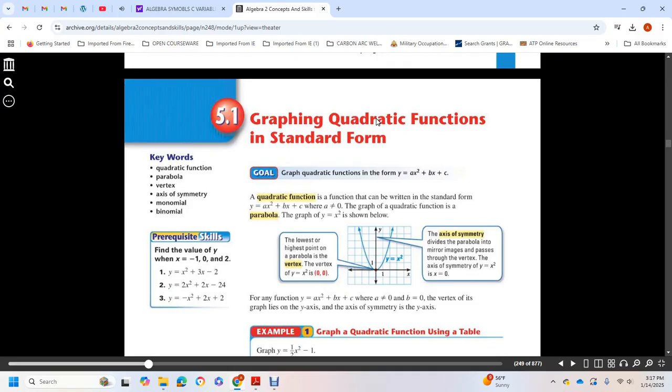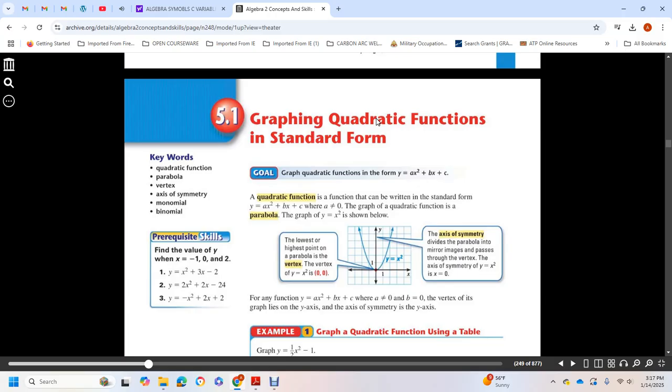A quadratic function can be written in standard form: y equals ax squared plus bx plus c, where a is not equal to 0. Because the graph of a quadratic function is a parabola, the graph of y equals x squared is shown below.